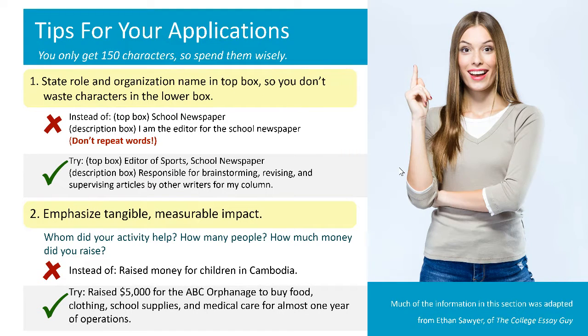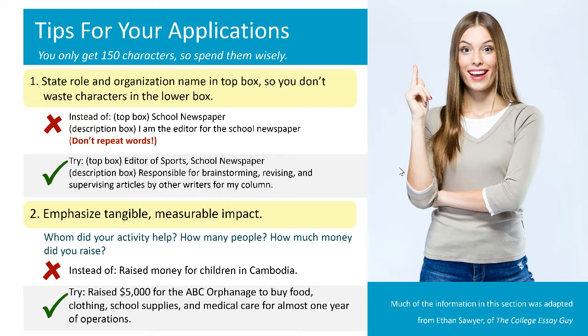So here are some tips. Again, you only get 150 characters, so we have to be smart about how we use this space. The first tip: in that top box, you're going to put your role and the organization name, because you don't want to waste characters in the lower box. You're not going to repeat that. So, for example, instead of saying "I'm the editor of the school newspaper," that's boring. You want to say "Editor of sports, school newspaper." And then in the description box, you can say "Responsible for brainstorming, revising, and supervising articles by other writers for my column." Now I have more detail. I understand more about what your position was, and you did it within that small space.